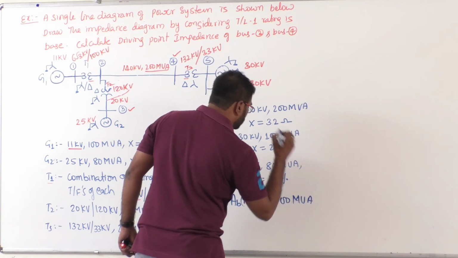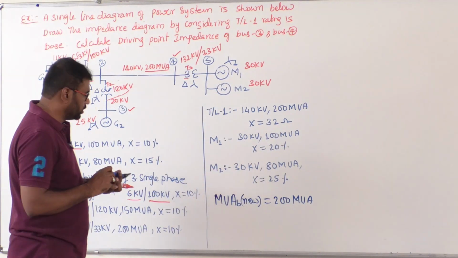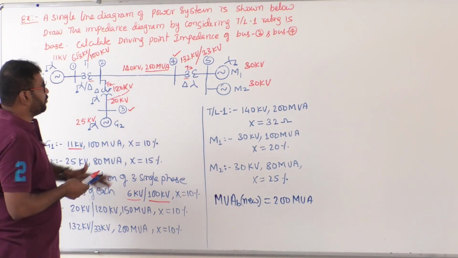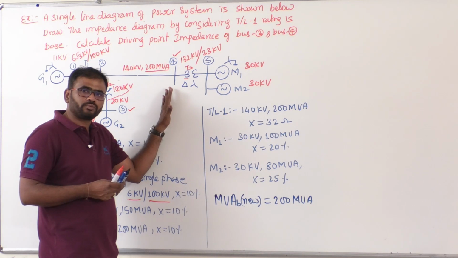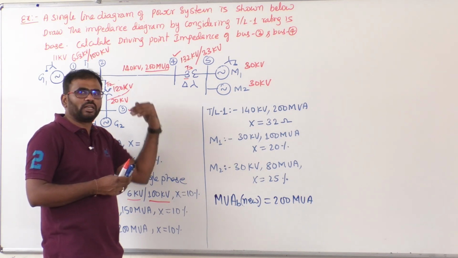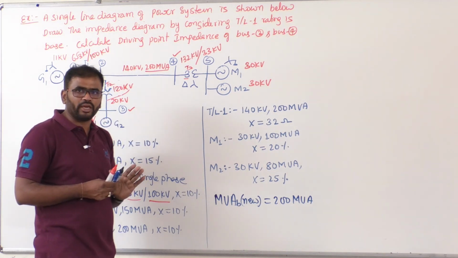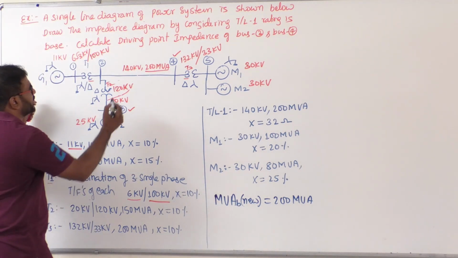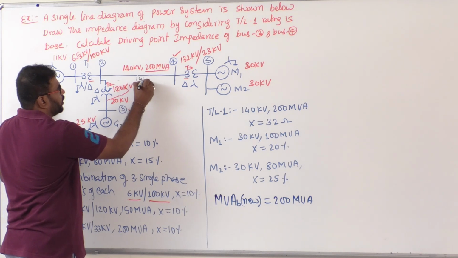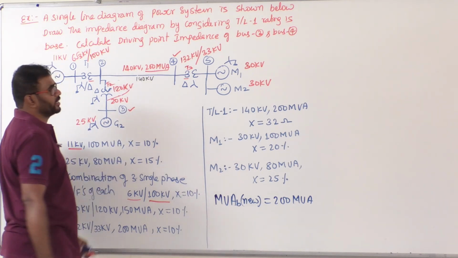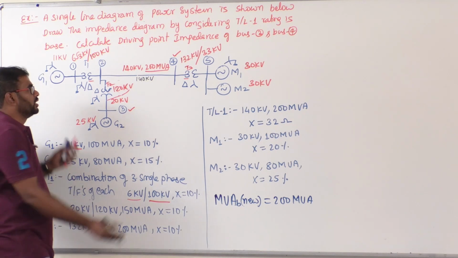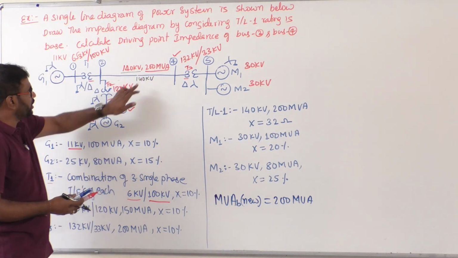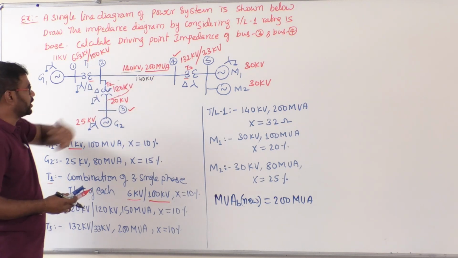But for KVB new, you need to think carefully, depending on the network connection. Because at every transformer, you have to shift KVB new from one side to another side. Okay, clear? Now, let's have a look. What is the KVB new for the transmission line? 140 kV only. Why 140 kV? Very simple. He has mentioned the transmission line only as base. That's why KVB new for the transmission line is 140 kV.